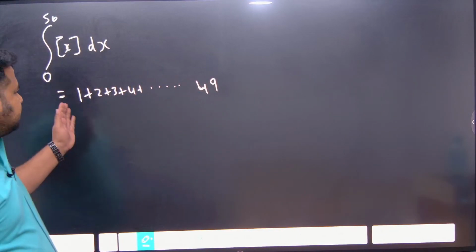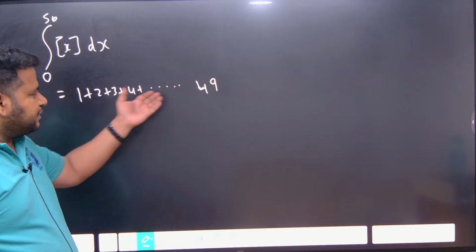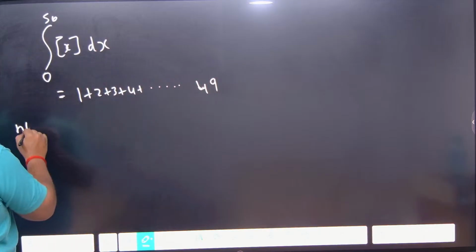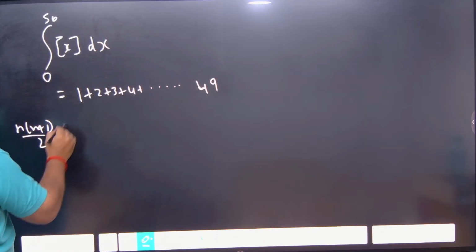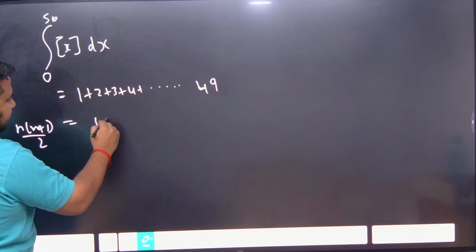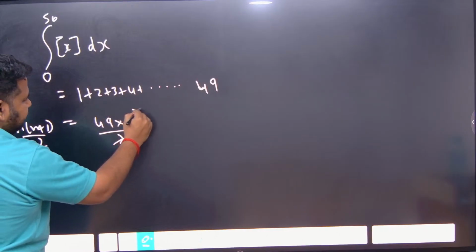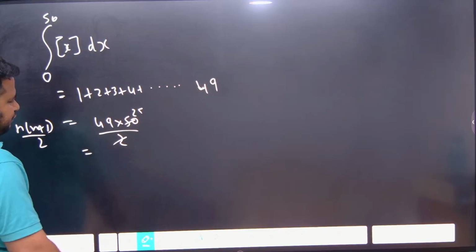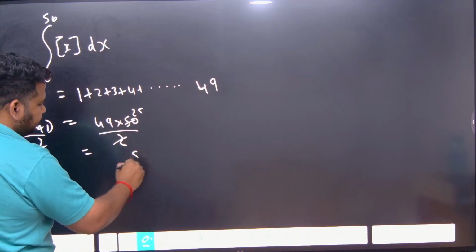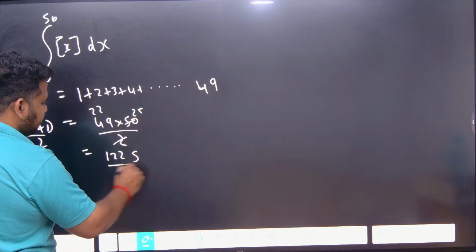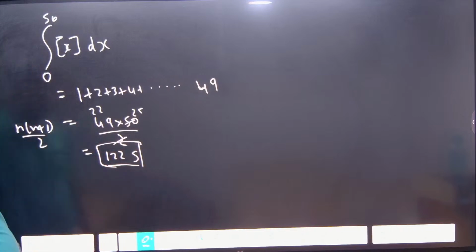This is nothing but the sum of n terms up to 49, where n is 49. So the sum of n terms is given by n into n plus 1 by 2. The sum of 49 terms is 49 into 50 by 2. That is 25 into 49. 25 into 9 is 225, 25 into 4 is 100, 100 plus 22 is 122. So this will be the answer, friends.